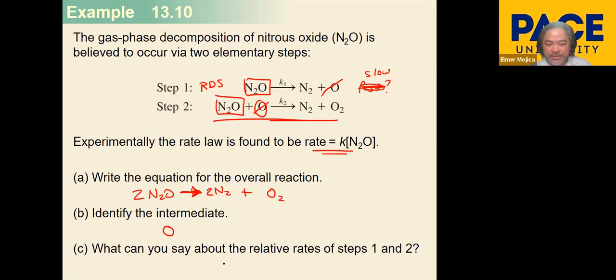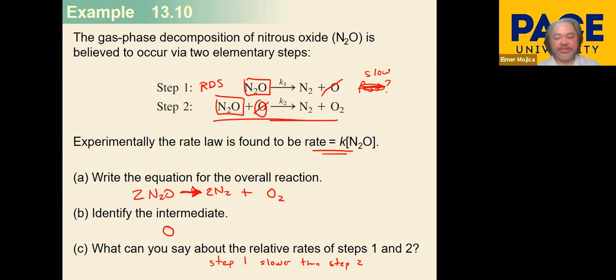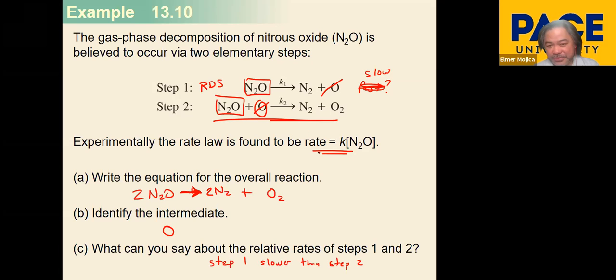And in terms of this one, we could say step 1 is slower than step 2. Did you follow that? Why is step 1 slower than step 2 again? Step 1 is slower than step 2 because step 1 is the basis for your rate law. The slowest step is your rate determining step. Okay, you follow that? Before we go back to our former slides? Yeah.